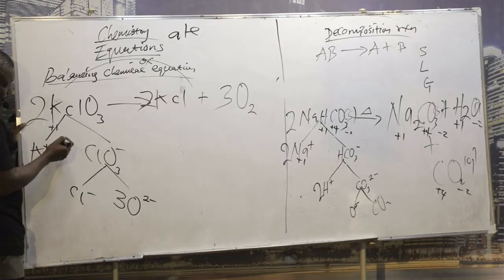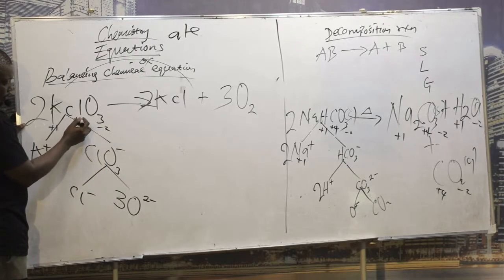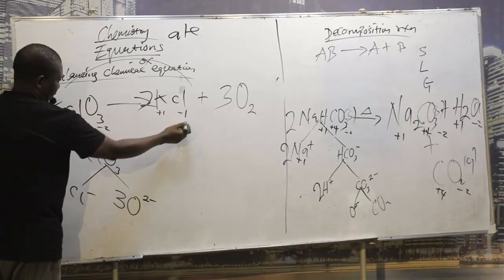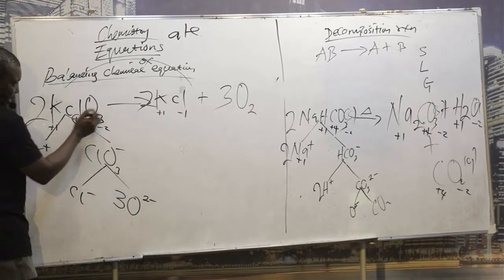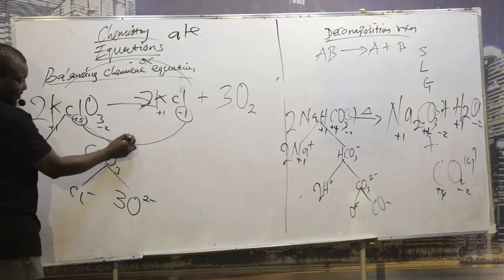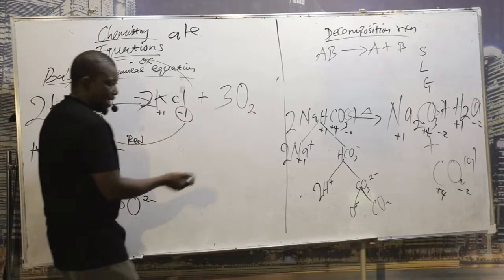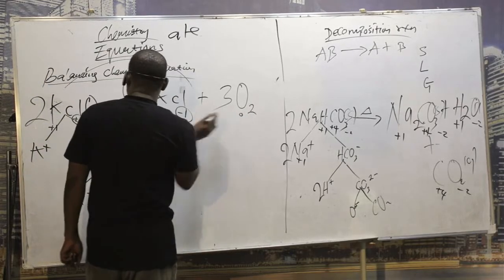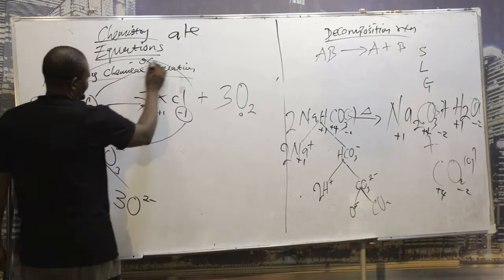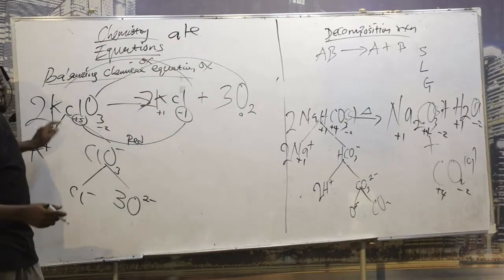K is plus 1. O is minus 2. Cl in the middle is plus 5. K is still plus 1. Chlorine here is minus 1. Chlorine is reduced, so write reduced. O here is 0, but there is an O that is minus 2 here. So this O is oxidized. So this particular reaction is redox.